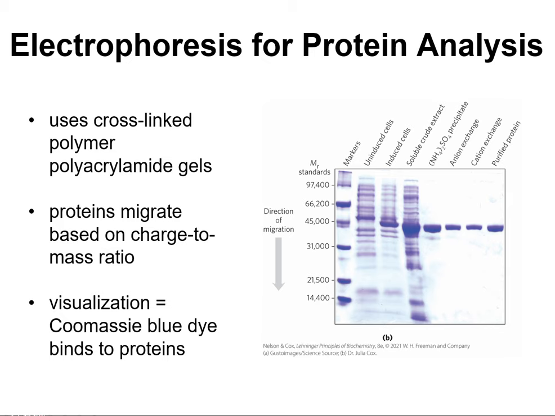So you're going to take your protein sample and use an electric field to migrate those proteins across a polyacrylamide gel. The proteins migrate based on a charge to mass ratio, and they're visualized using Coomassie blue dye. There are other ways that you can stain, but Coomassie blue is pretty standard and it's the easiest.